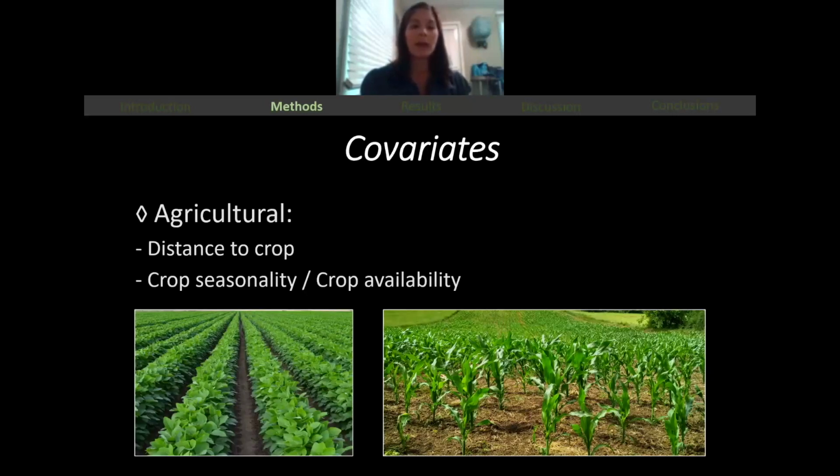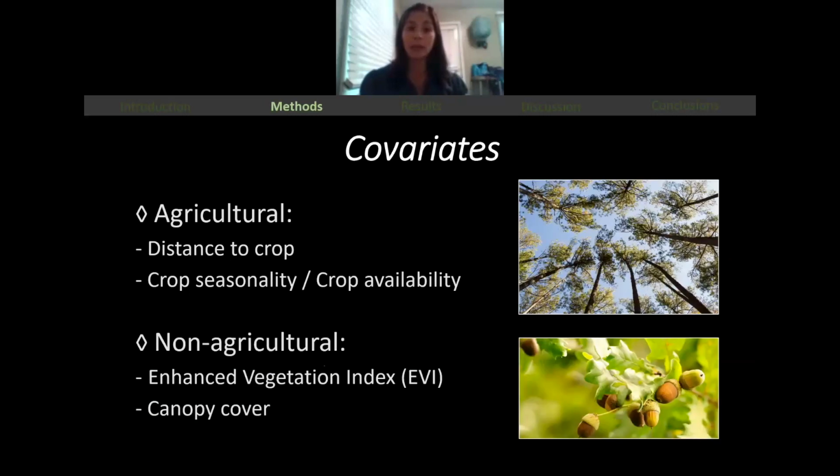We also use some agricultural covariates. So we have distance to crop, which was calculated by finding the mean distance from the core home range. So our core home range was the 50% MCP to the center of each available crop field. And we also had crop seasonality, which we determined by the planting and harvesting dates. So essentially when that crop was available on the landscape.